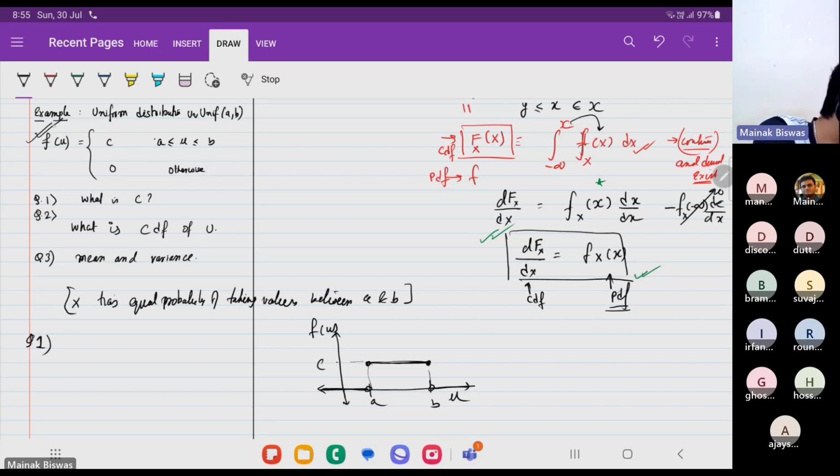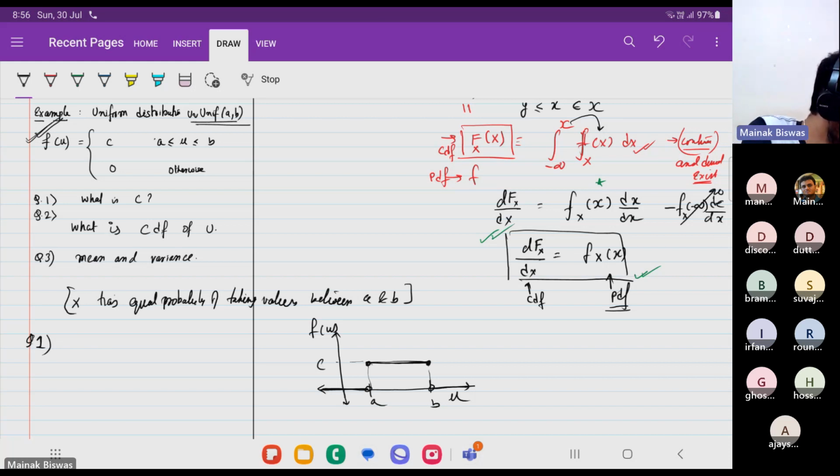I'm using this definition here. For a uniform distribution between A and B, the values are equiprobable between A and B, and that is some C. So please tell me what would be the value of C. Will B minus A into C be 1, because the probability will be 1?